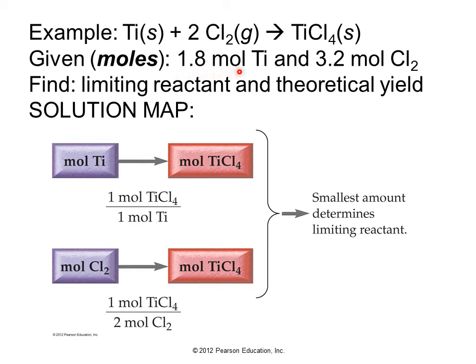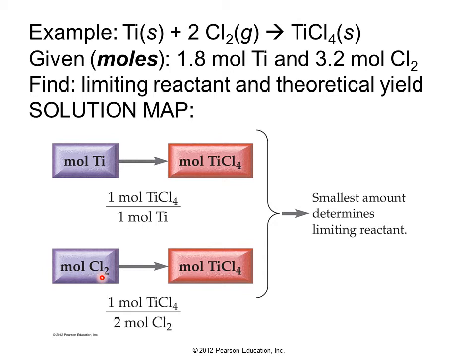Suppose we have 1.8 moles of titanium and 3.2 moles of chlorine. Which is the limiting reactant? Well, the best way to do this is figure out how much each one would produce. So we take our moles of titanium and convert them to the product. And we can see it's 1 mole of titanium chloride to 1 mole of titanium.